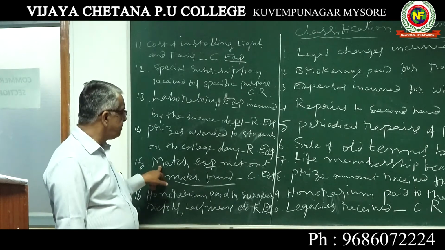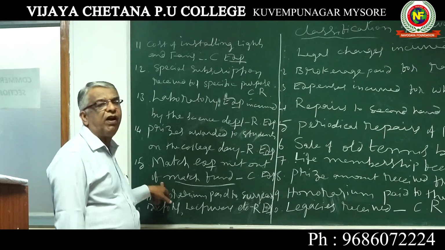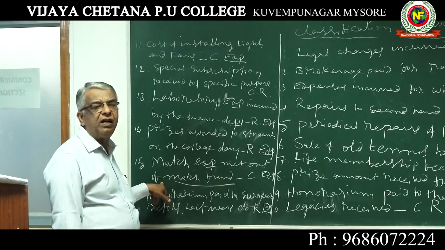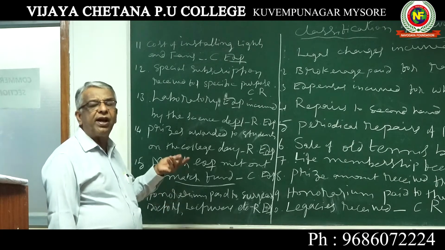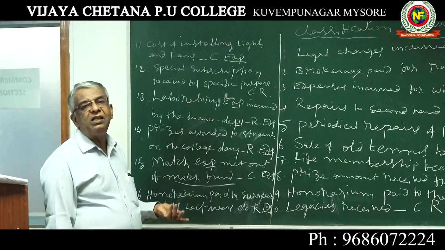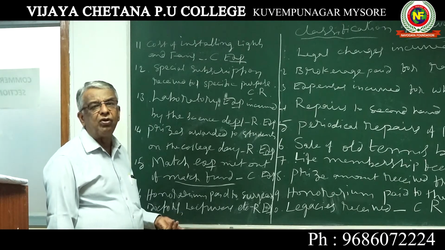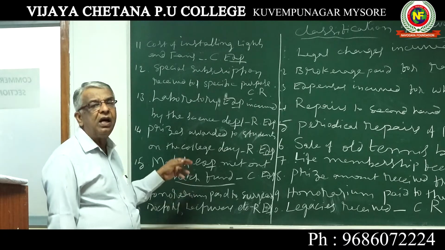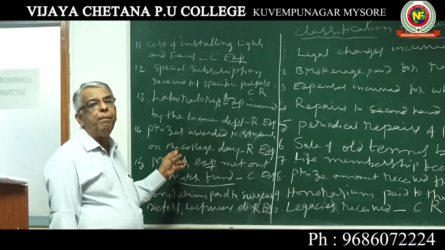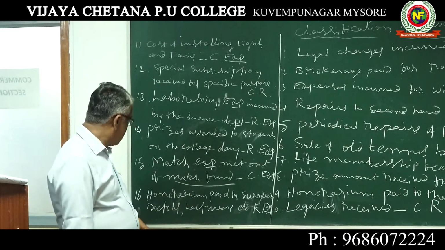And then match expenditure met out of the match fund. If they have created a match fund, whatever match expenditure is incurred by them has to be deducted from the match fund. That should not be taken in the income and expenditure account. That has to be shown as a deduction from the match fund on the liability side of the balance sheet.